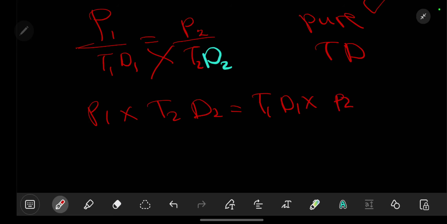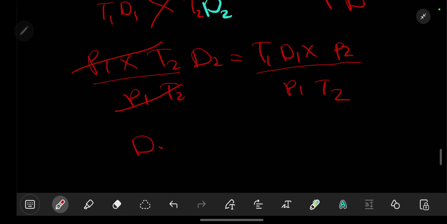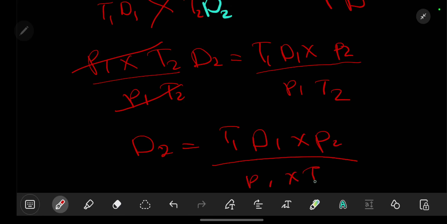Then we are going to divide. To leave D2 alone, we are going to divide by P1, T2. Is there any mistake? P1, okay, it's okay. Then we have P1 times T2. We are dividing this throughout. So our density number 2 is equal to T1, D1 times P2 over P1 times T2.